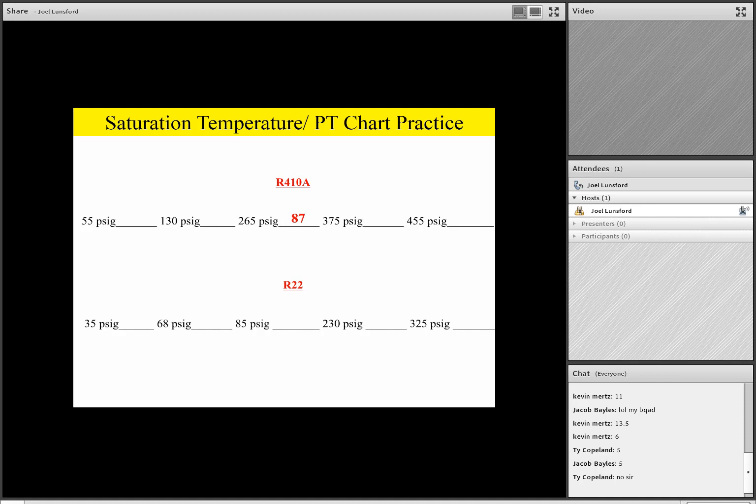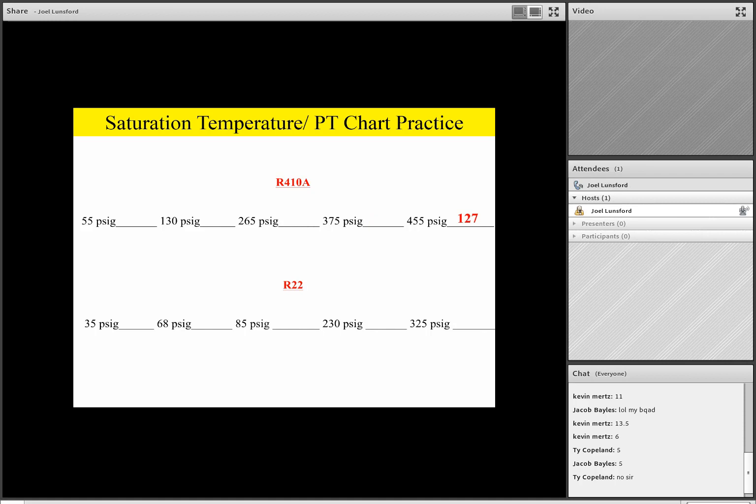At 375 pounds of pressure, 410A, tell me, what is the pressure temperature conversion? Good, 112 degrees is correct. At 455 pounds of pressure, what is the pressure temperature conversion? In other words, at what temperature is that hot gas turning back into a liquid in the condenser coil? That is correct, 127 degrees Fahrenheit.